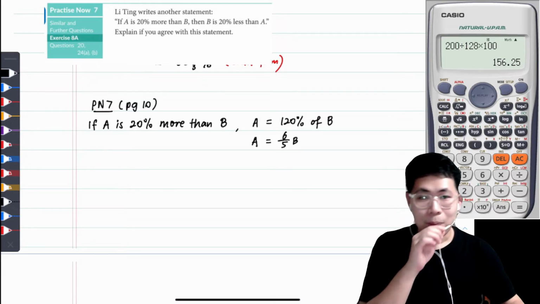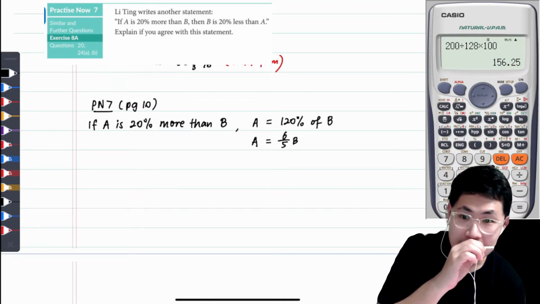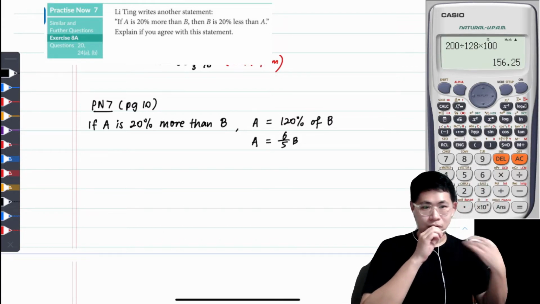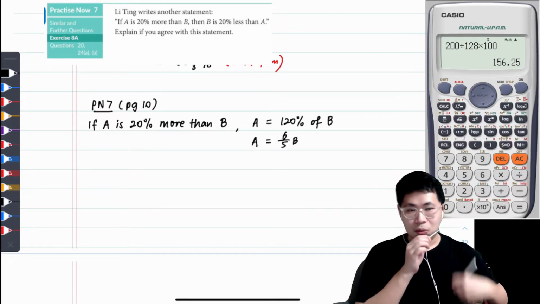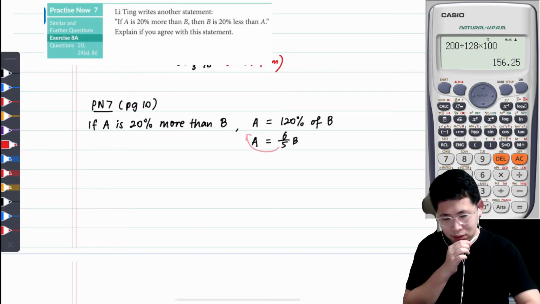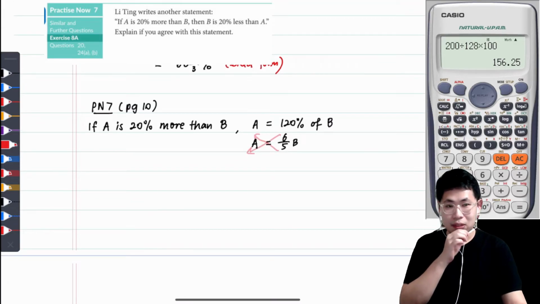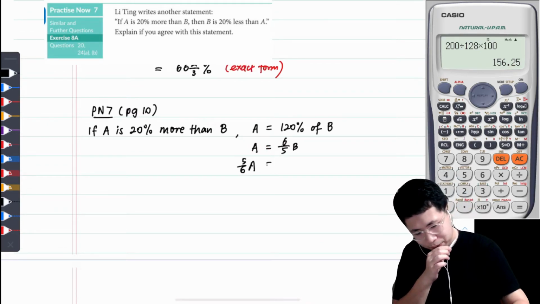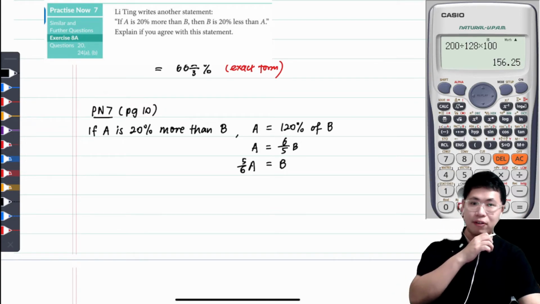Now I want to check whether B is 20% less than A, so I need to make B the subject. I need to make it such that it will be B equals to something. So I need to remove the 6 over 5. The denominator 5, because it's divided by 5, to reverse I need to multiply by 5, and I can do this by doing a cross multiplication, right? 5 multiply upwards, then 6 I need to divide by 6. So I will end up with 5 over 6 A equals B.